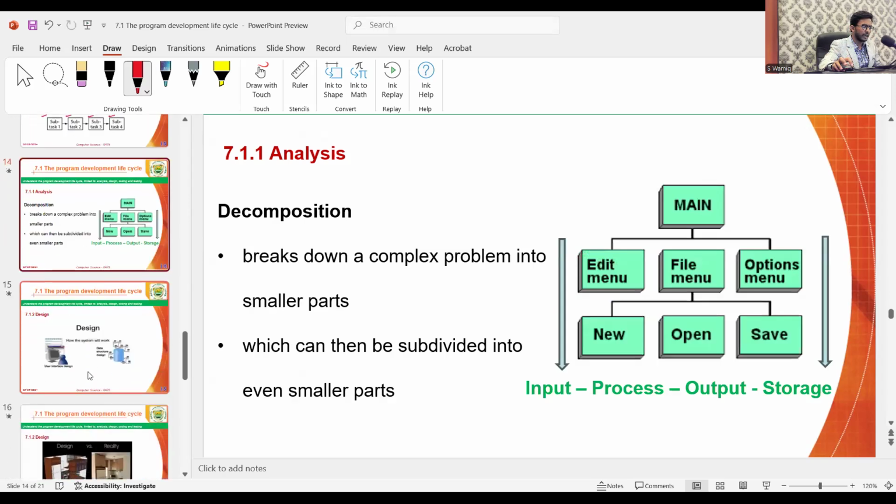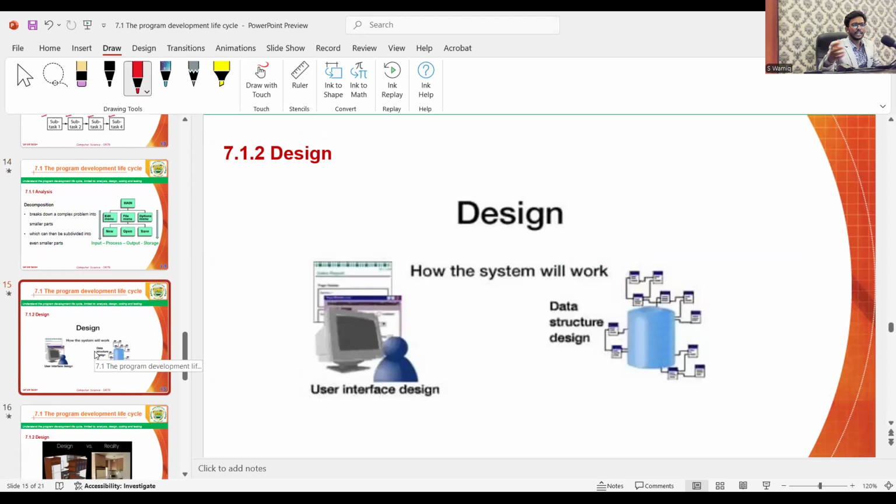The next thing I have right here is basically the design. The design area is something like how the system will actually work. For example, you are working with a user interface design. For example, you are working with a data structure design.